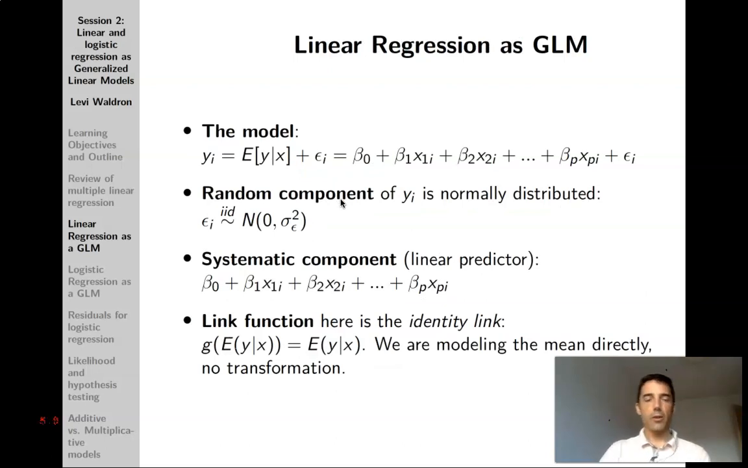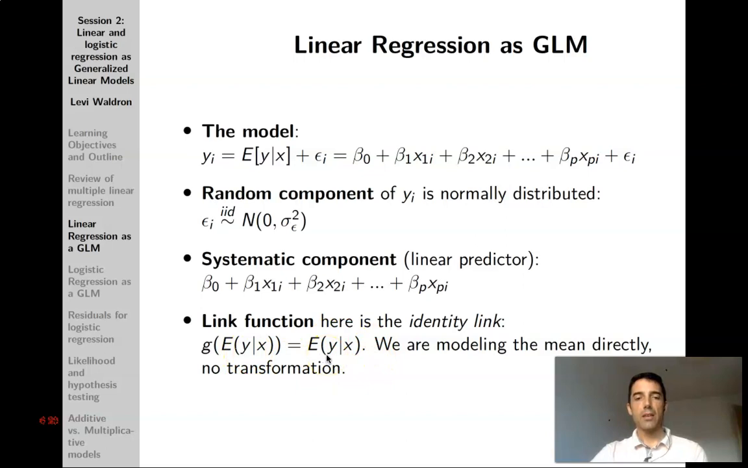So going back to linear regression, we had this model with the observed values of y being equal to the predicted values, or the systematic component, plus the random component, which was normally distributed. In this case, we've already seen what the random component and the systematic component are. They're the same, and the link function here is just what we call the identity link, meaning that when you apply the identity link function to something, you just get that same something back.